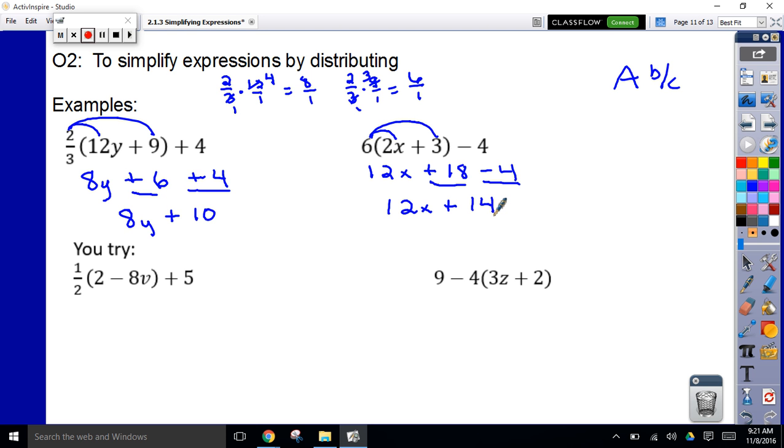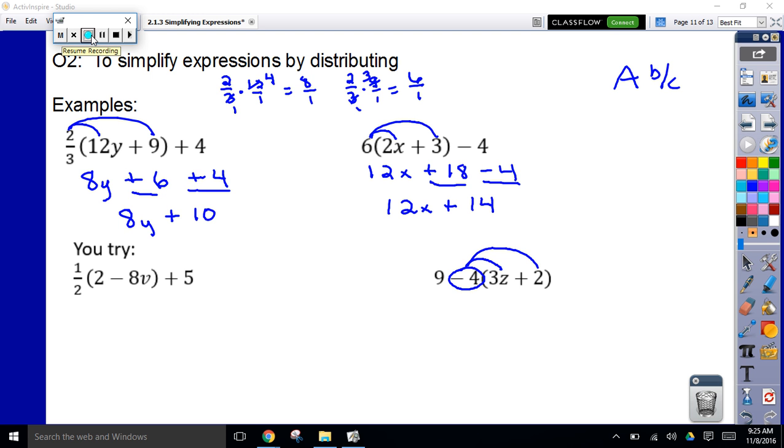Okay, there are 2 examples for you to try. I need to tell you something about this example before you do it. There is a negative sign in front of this 4. So I want you, when you distribute, to do negative 4 times 3z and negative 4 times 2. Okay, just be careful about that. I'll give you a second to do that, and then we'll go over it.